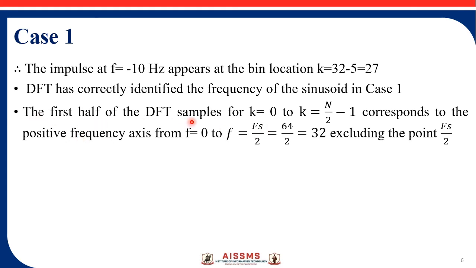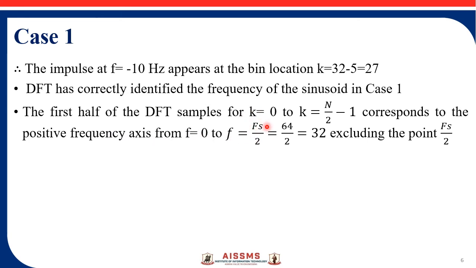The first half of the DFT samples: k will vary from 0 to N by 2 minus 1. So what is N? 32 upon 2, that is 16 minus 1, so 0 to 15. It corresponds to the positive frequency axis from f equal to 0 to f equal to fs by 2.